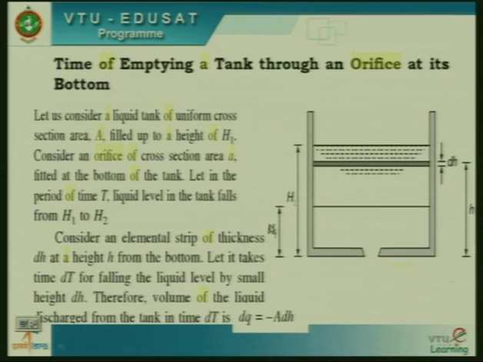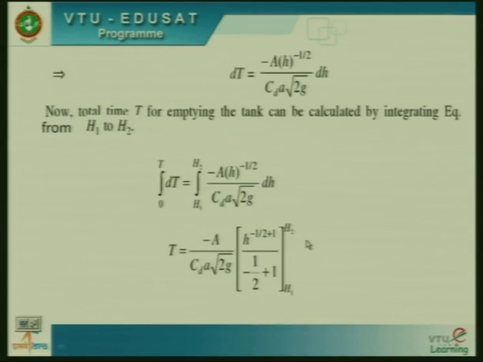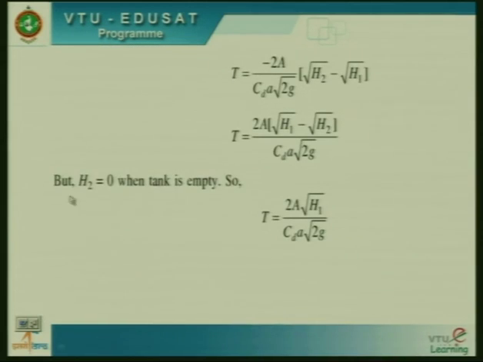In that case, the value of h2, that is, the time when the tank becomes empty, corresponding to that my h2 is equal to 0. That is what I put in the next step. Look at this, h2 is equal to 0 when the tank is empty. If you put h2 equal to 0 here, this equation reduces to T is equal to 2A into root of h1 divided by Cd into a into root of 2g. This is how you are going to calculate the time taken by the orifice to empty a tank.